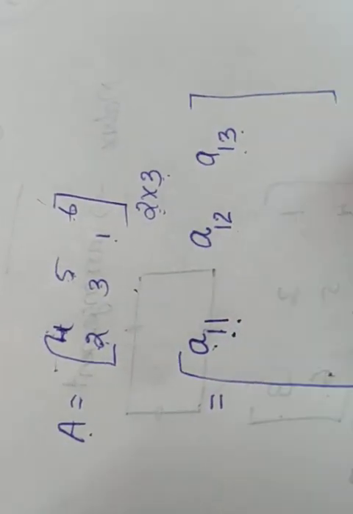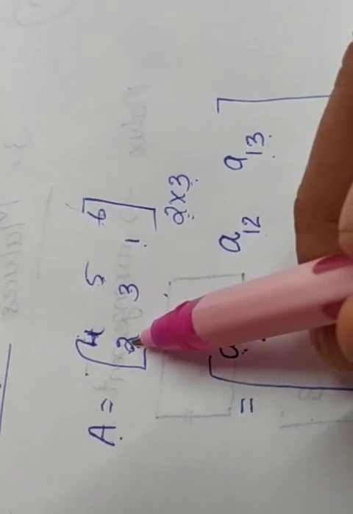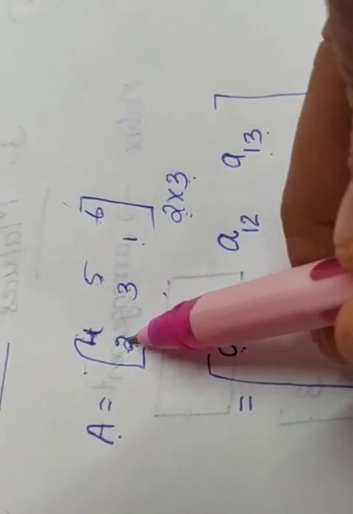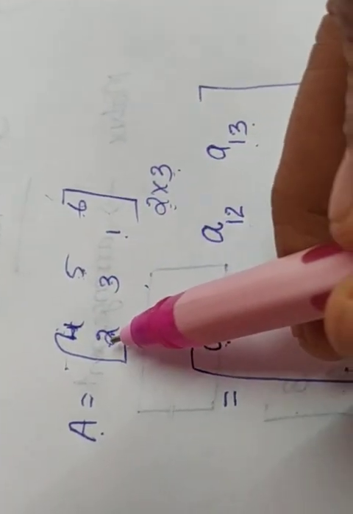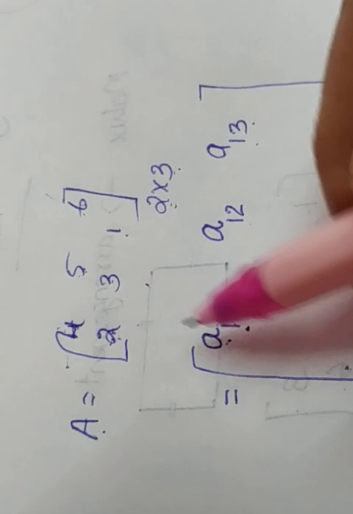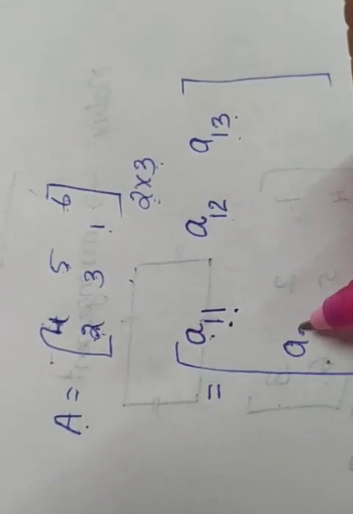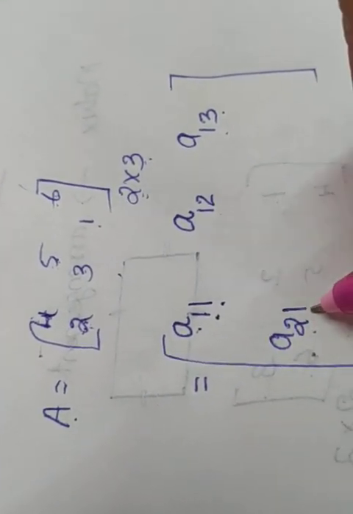What about the second row? In the second row, 2 is there. What's the position of the element 2? It belongs to the second row and first column. So the position will be A2, 1: second row, first column. Okay.